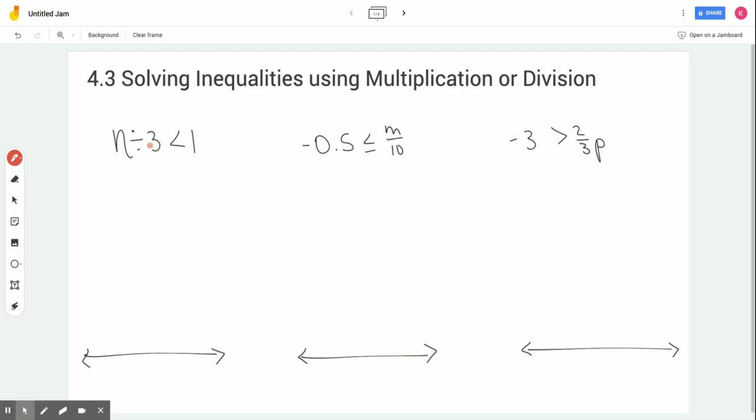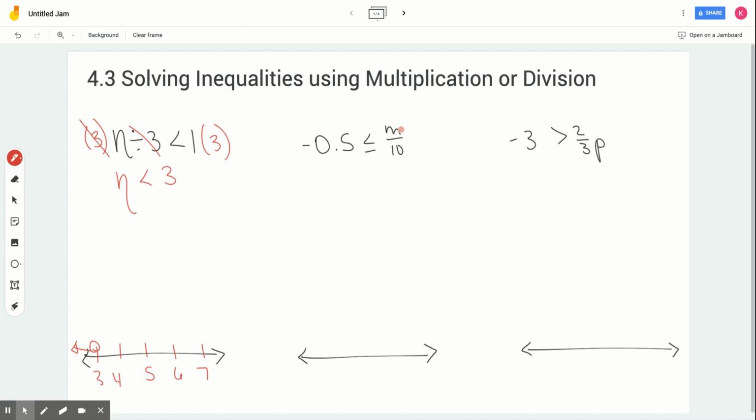So we know in this first one that the opposite of dividing by 3 is to multiply by 3. We use those parentheses on the outside to show that. We know that multiplying and dividing cancel each other out, so we're left with n is less than 1 times 3, which is 3. And then we're going to go ahead and plot that on the number line. Remember that less than gets an open circle, and we shade to the left for less than.